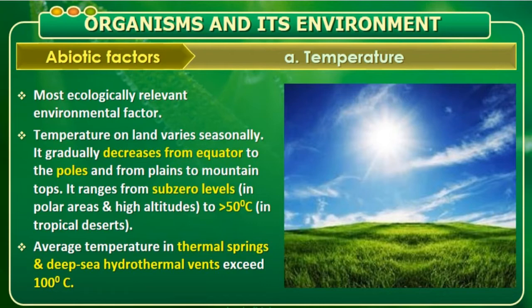Now, the average temperature in thermal springs and deep sea hydrothermal vents exceeds nearly how many degrees Celsius? Nearly 100 degrees Celsius. So usually the temperature becomes very low in the polar areas, whereas it is very high in the desert areas.